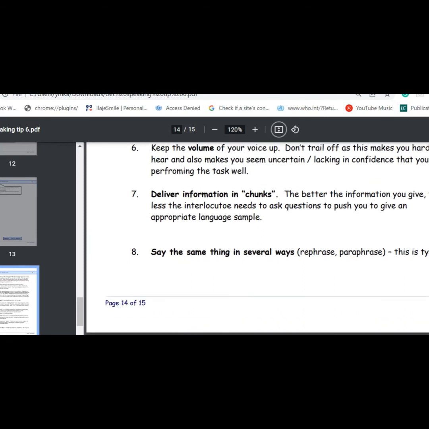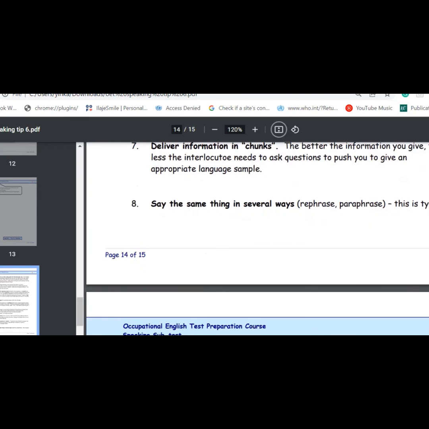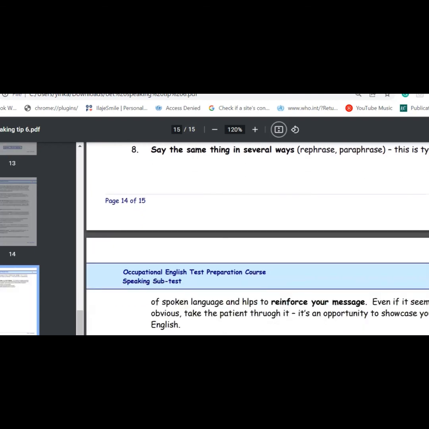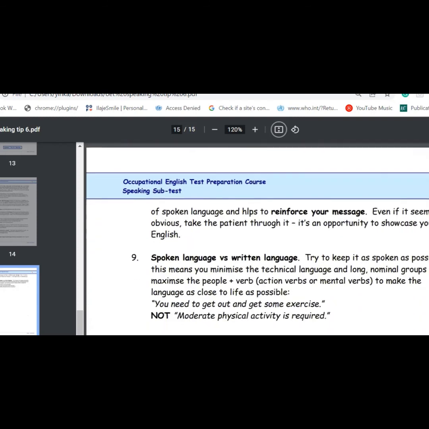Say the same thing in several ways, like rephrasing, paraphrasing, trying to emphasize. This is typical so that you can reinforce your message. It's very important. Spoken language versus written language: there's a difference between spoken language and written language. So try to keep it as spoken as possible and simple.